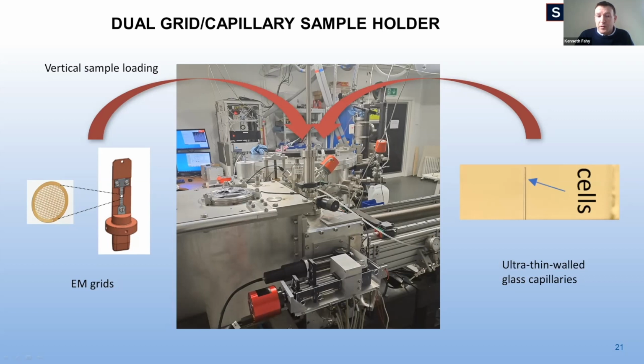It just requires a modification of the sample holder, and users will have the option of using either grids or capillaries by around the end of March this year. We expect to roll out the capillary function.